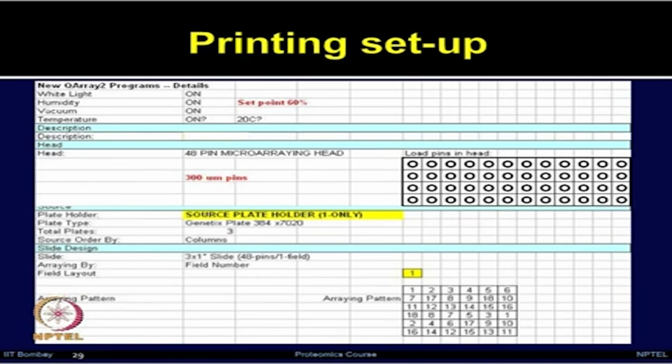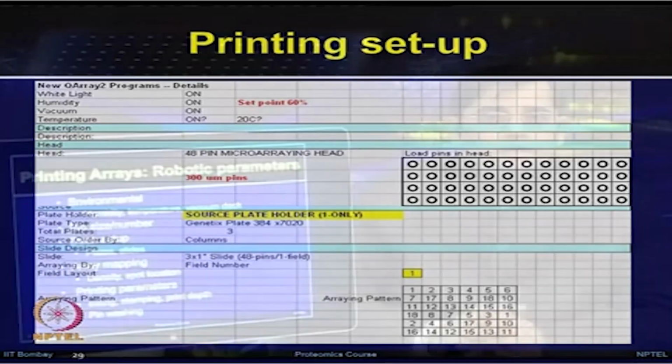You need to define the source plate which you are going to use for printing, whether you have one plate or multiple plates, and what type of arraying pattern these 48 pins have to follow. All those things have to be written in the programs on the software, and only then do you place your 384 well plates containing the master mix, which can be used for printing.